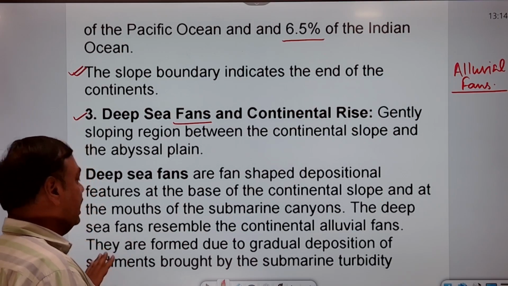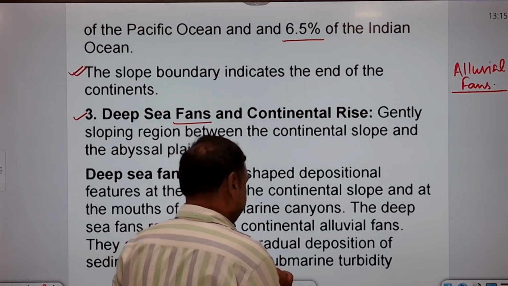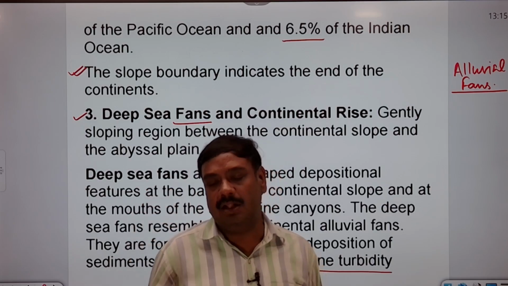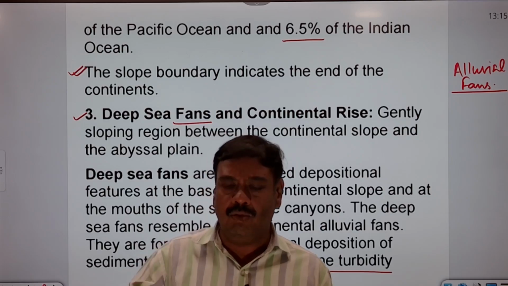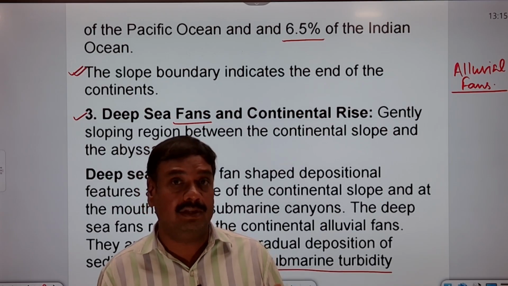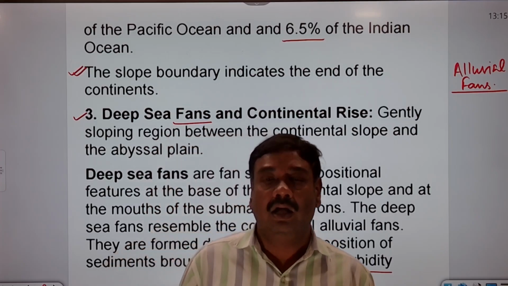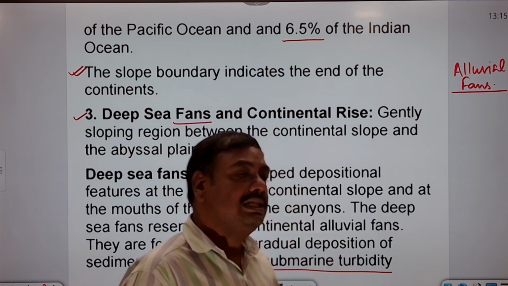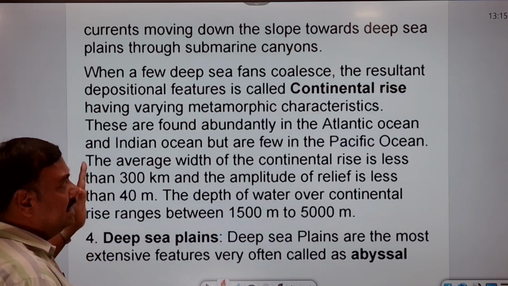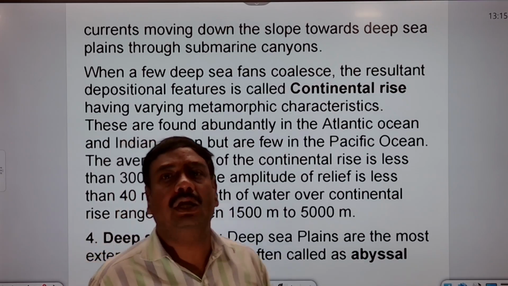They are formed due to gradual deposition of sediments brought by the submarine turbidity. What is this submarine turbidity? Submarine turbidity means the ocean water below the sea level which becomes turbid due to the movement of organisms, or some endogenetic forces, if certain disturbance has taken place inside the sea water. So, this is called submarine turbidity. Due to turbidity currents, these sediments move down the slope, so that they get collected there at the bottom of the continental slope.